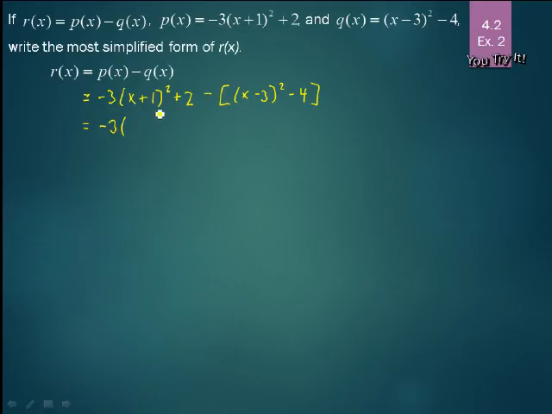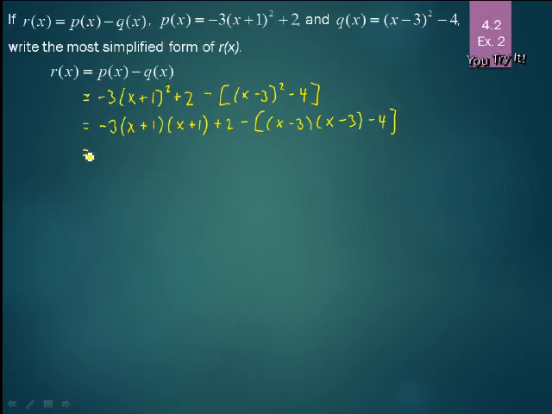So we know (x + 1)² is the same thing as (x + 1) times (x + 1), and then we still have plus 2, and then minus, well, (x - 3)² is just (x - 3) times (x - 3), minus 4.